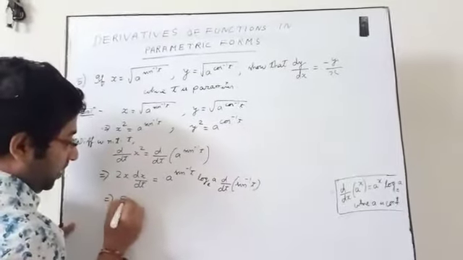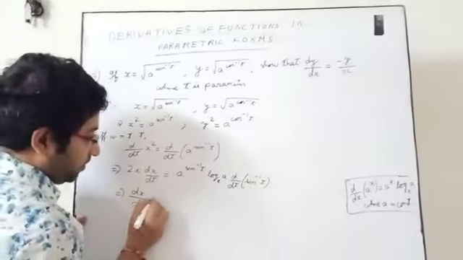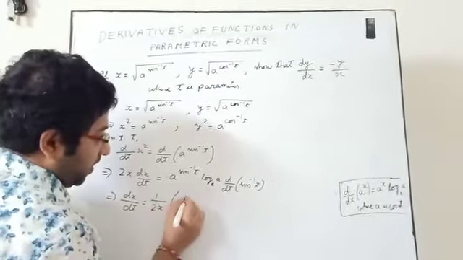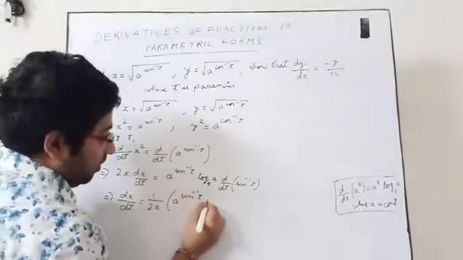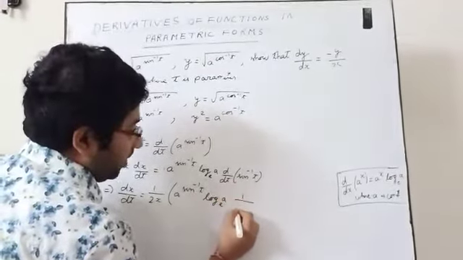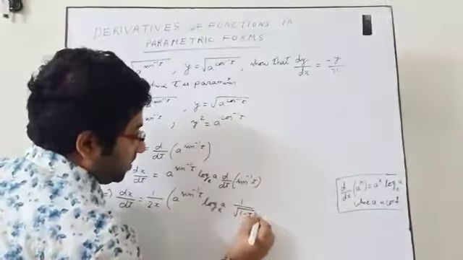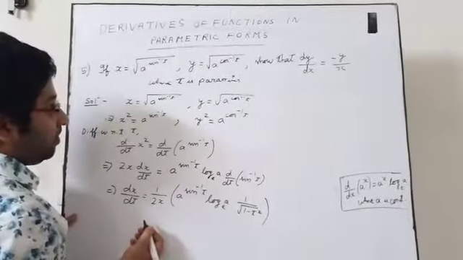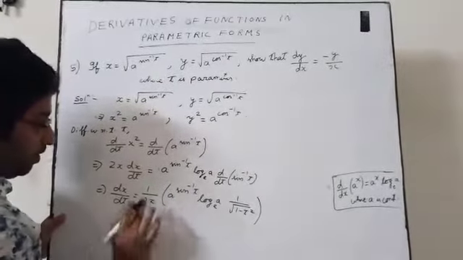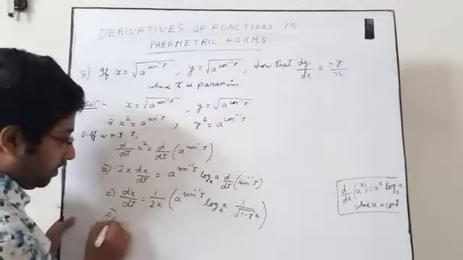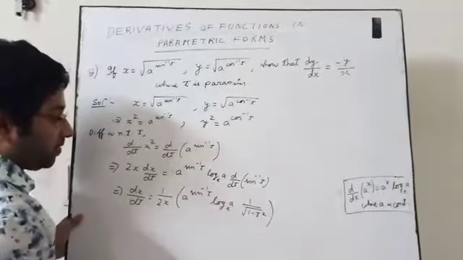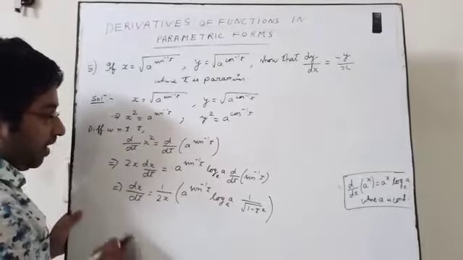So, dx by dt is equal to 1 by twice x, a to the power sin inverse t log a, and d/dt of sin inverse t is 1 by root over 1 minus t square. This is the formula. Yes or no? Okay, keep it up to here. This is dx by dt. Is it clear?